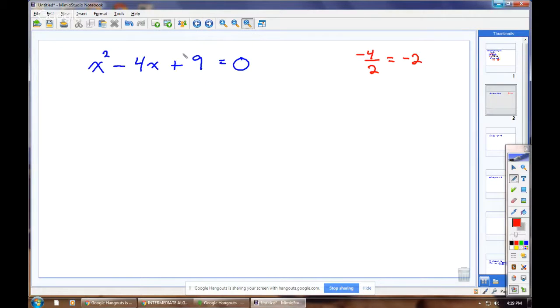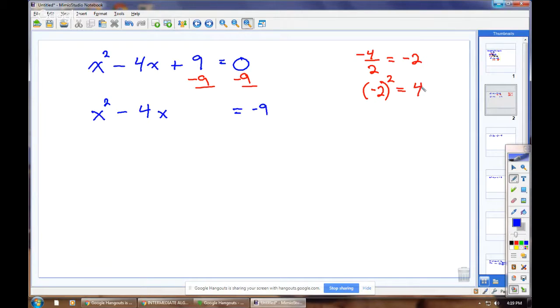But I need the right number over here. That number is always going to be the square of that halved number. So 4 is the number I want right here, not 9. So what we do is we just move that 9 over to build our perfect square trinomial. So I have x squared minus 4x, leave a little space, equals -9.